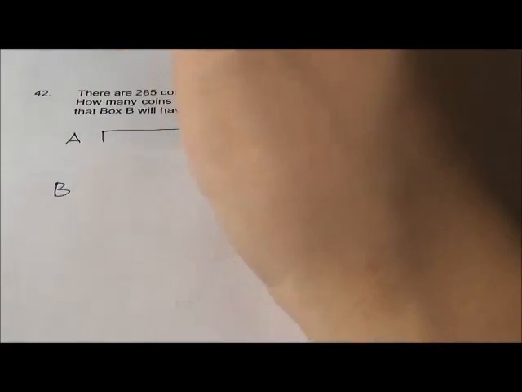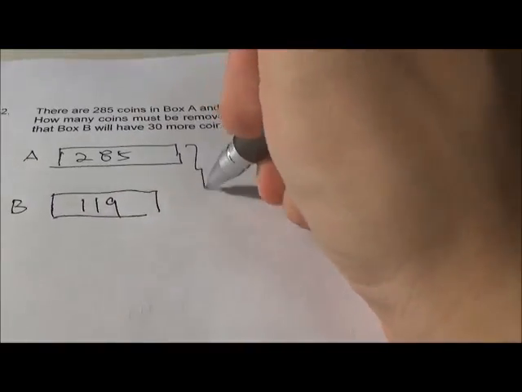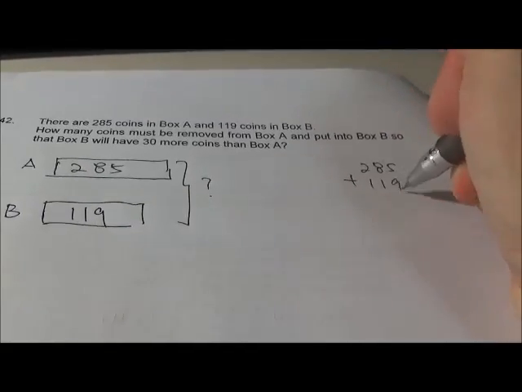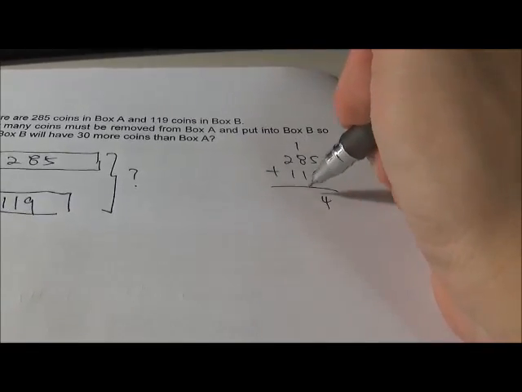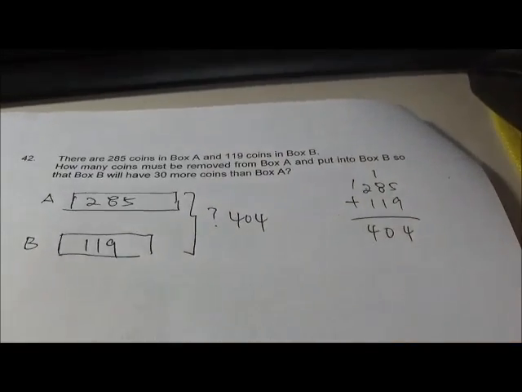Okay, question 42. There are 285 coins in box A and 119 coins in box B. So we have box A, 285, while box B, 119. Let's find out the total first. So 285 plus 119. Okay, this is 14, 8, 9, 10, 2, 3, 4. So altogether there are 404 coins here.